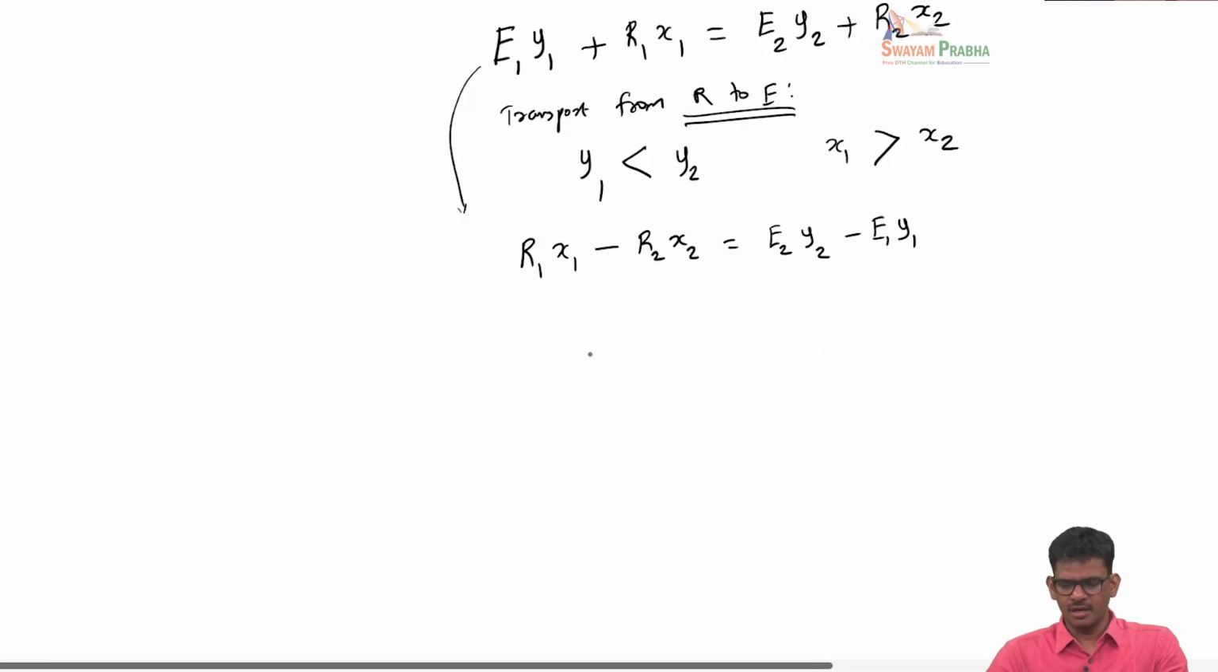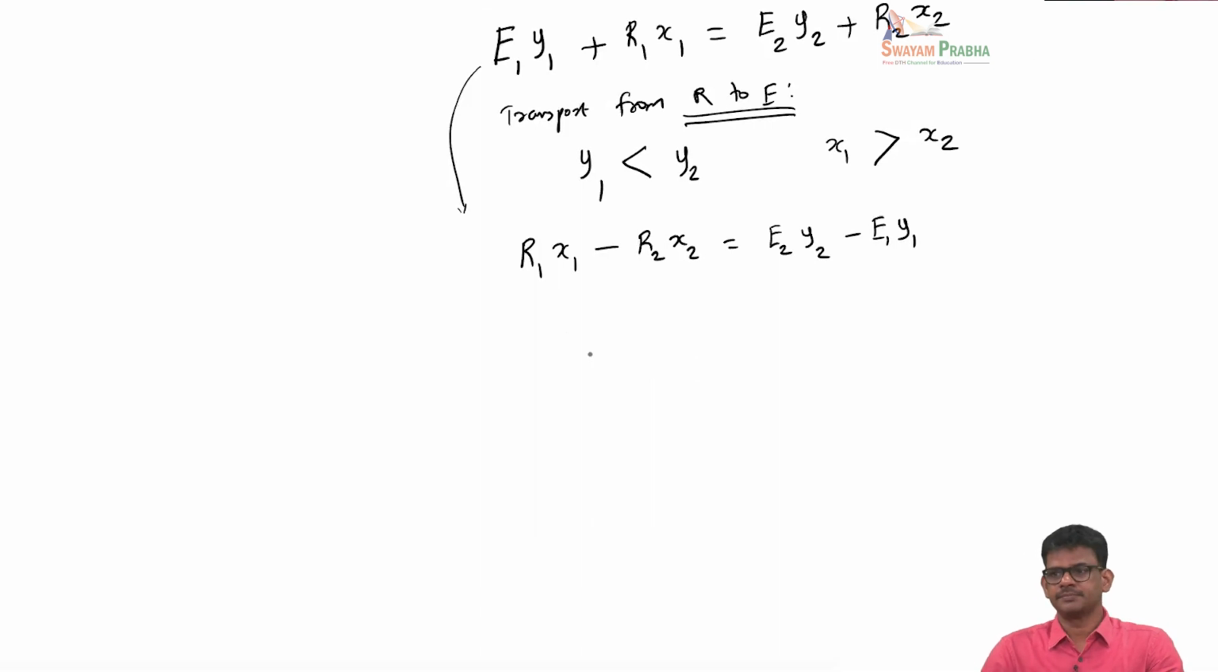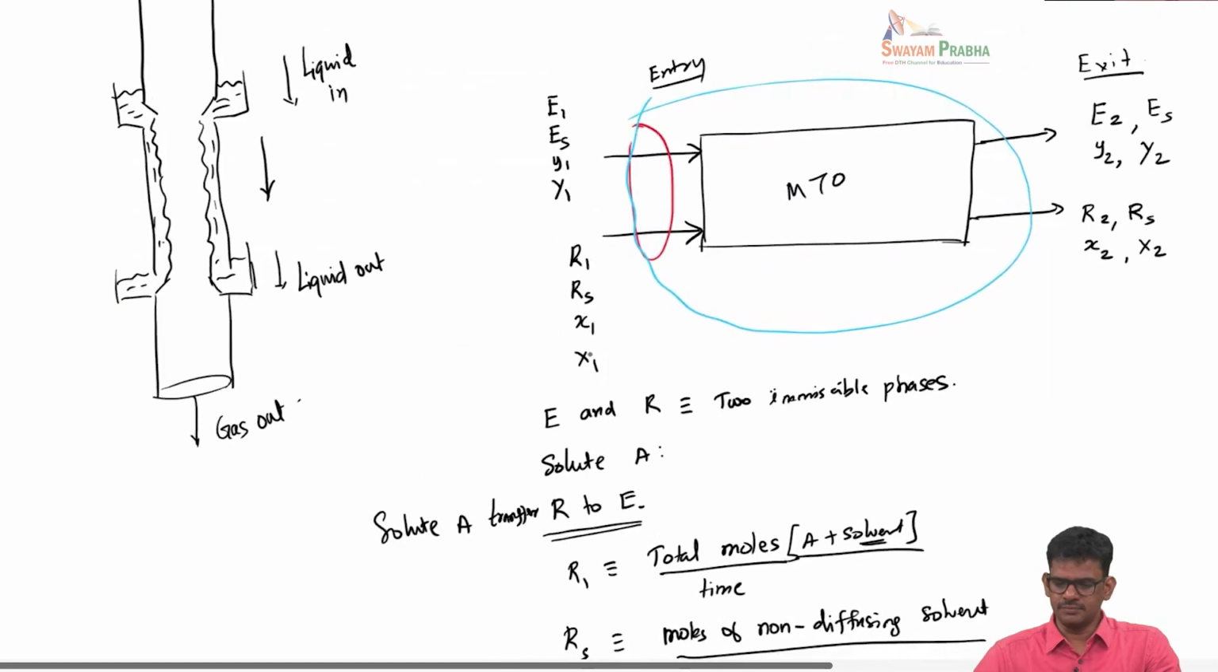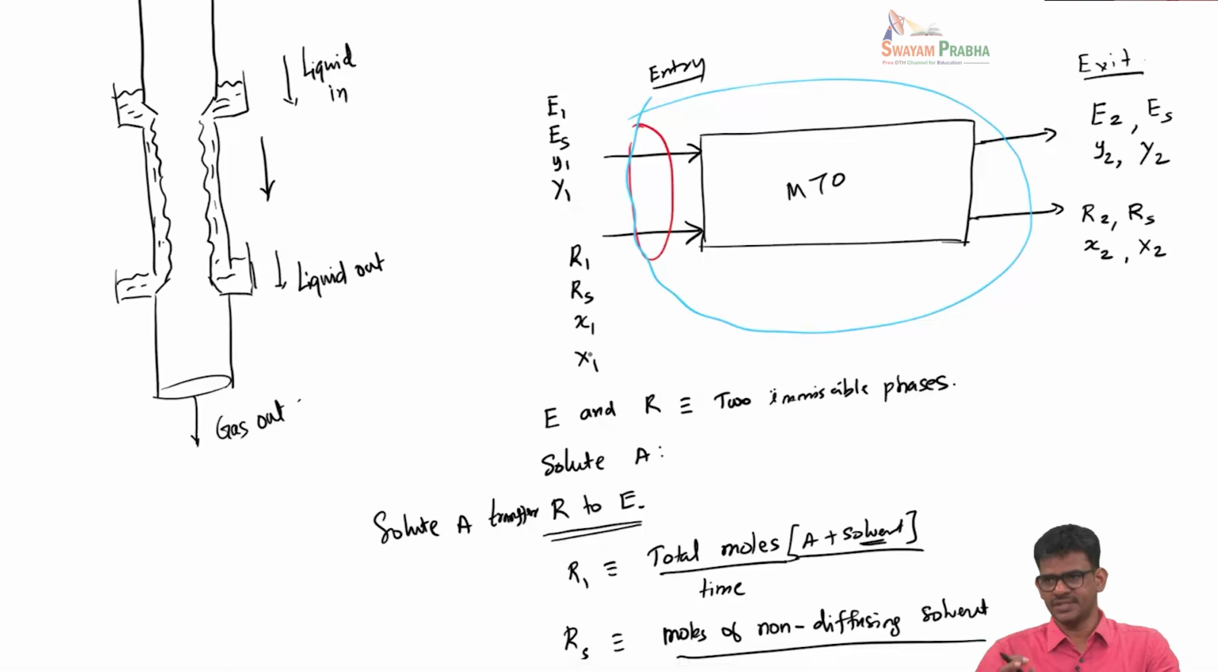Do you think R1 and R2 will be the same? So what is R1 and R2? Let's go back here. R1 is the total molar flow rate including solute A and the non-solute. R2 is the same quantity but at the exit. Will R1 and R2 be the same? Mass is transferring from the R phase to the E phase. Total molar flow rate is R1 at the entry and R2 at the exit. How would you compare R1 and R2?